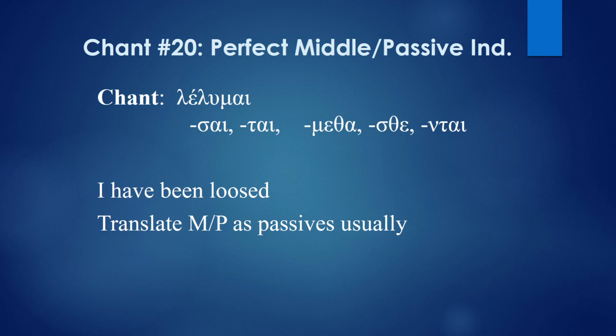And now, just the chant 3 times. Lelumai, sai, tai, metha, esthe, antai. Once again, lelumai, sai, tai, metha, esthe, antai. And a final third time, lelumai, sai, tai, metha, esthe, antai. Chant number 20, the perfect middle passive indicative.